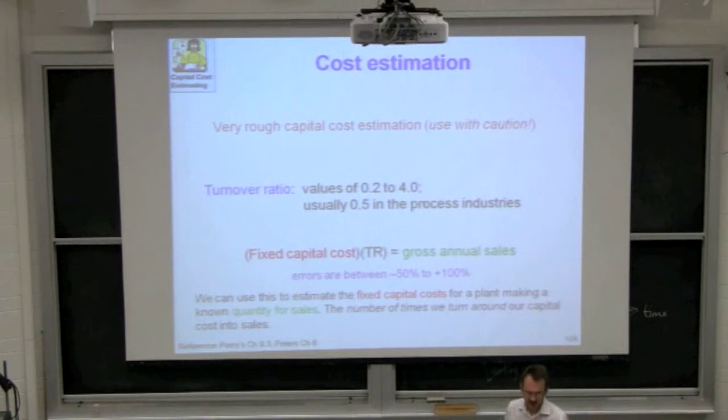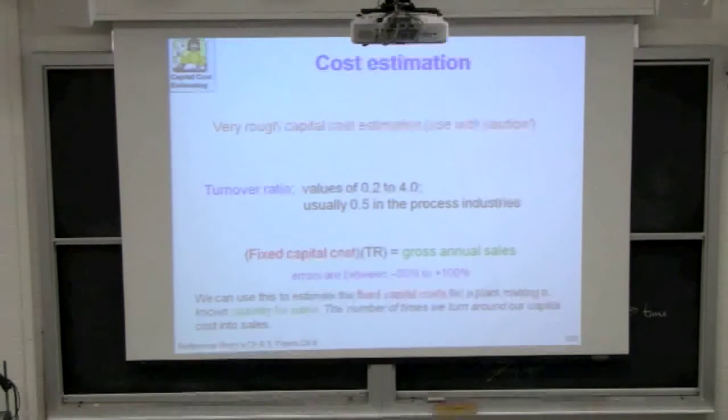And when you report that answer, let's give some rough numbers here. Let's say sales were $5 billion. So then your fixed capital cost estimate is $10 billion. That's not the number you tell your boss. You tell your boss the numbers between the lower and upper bound. So if you're going to estimate fixed capital cost of $10 billion, you tell your boss it's going to cost about $5 billion to $20 billion to build this plant.